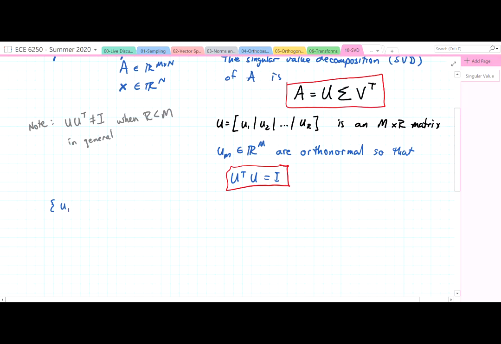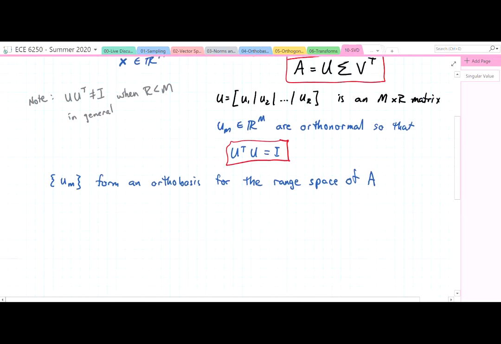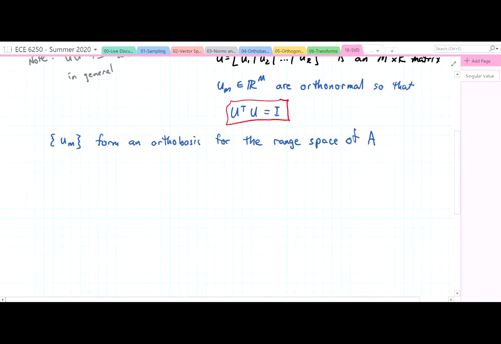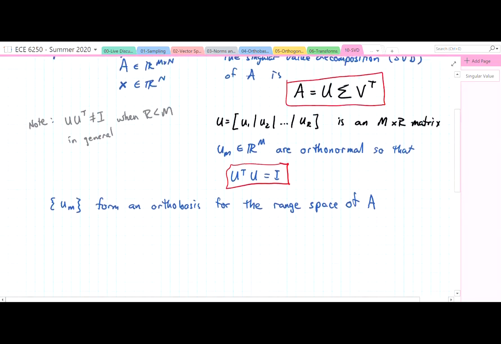So these vectors form an orthobasis for the range space of A. Whatever you multiply by A, the range space is the total space, the total number of things that could come out of multiplying by A.